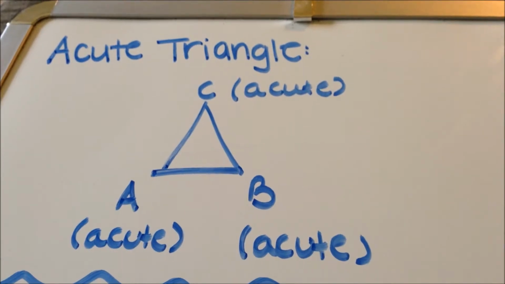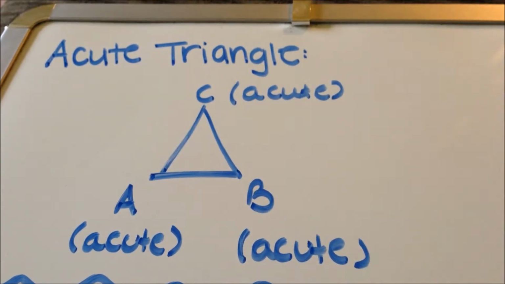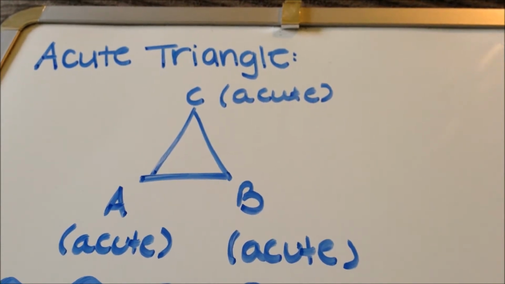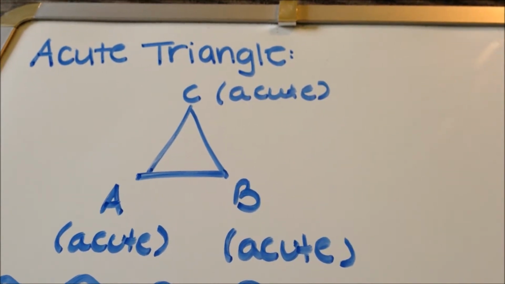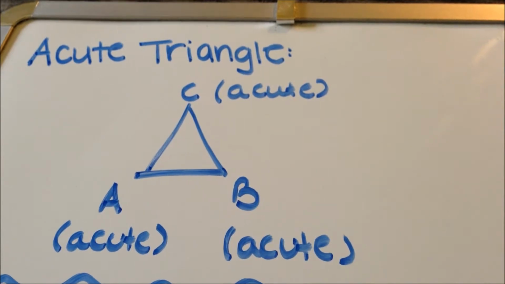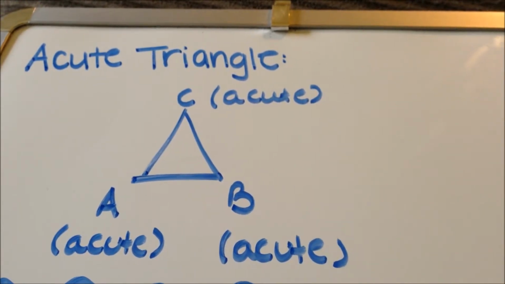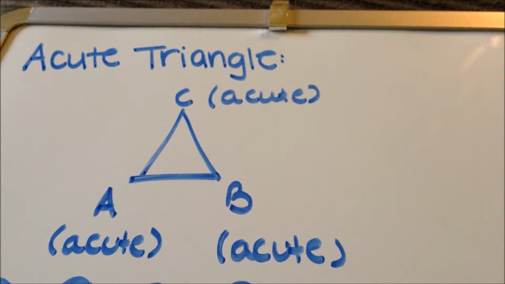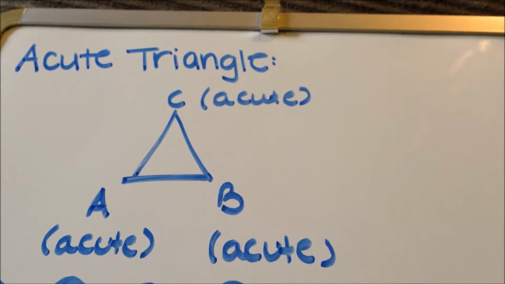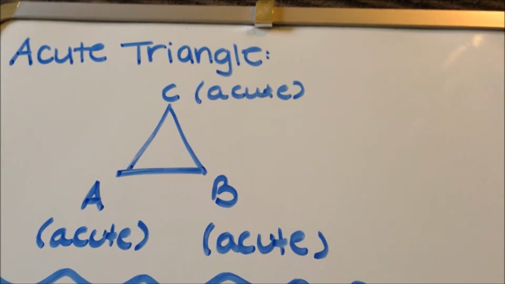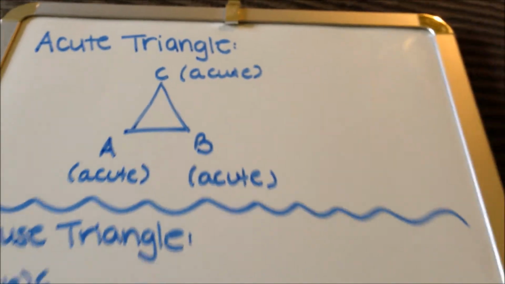An acute triangle is a triangle in which all three angles are acute. The word acute means less than 90 degrees. So all three angles in this situation are less than 90 degrees each. Now, remember, no matter what the triangle looks like, no matter what type of triangle you're working with, the sum of the three angles is always 180 degrees, 100% of the time.